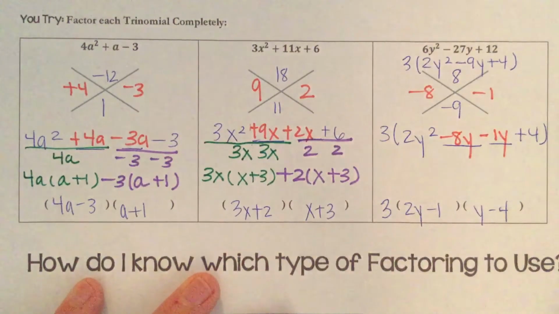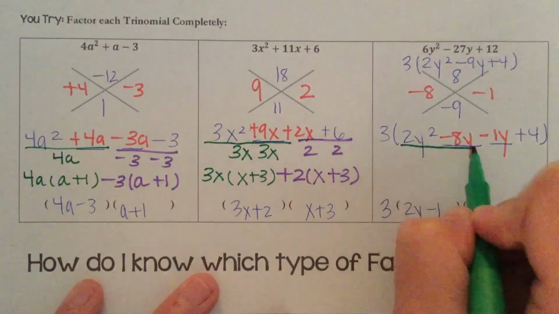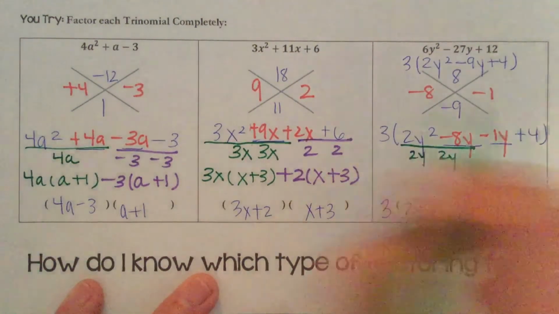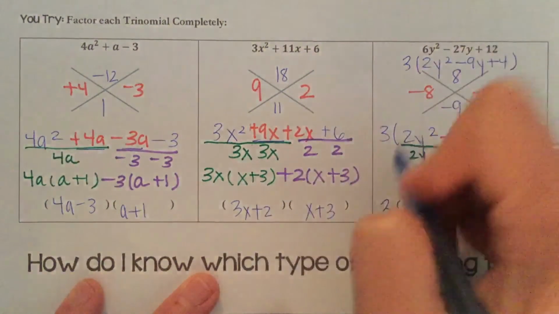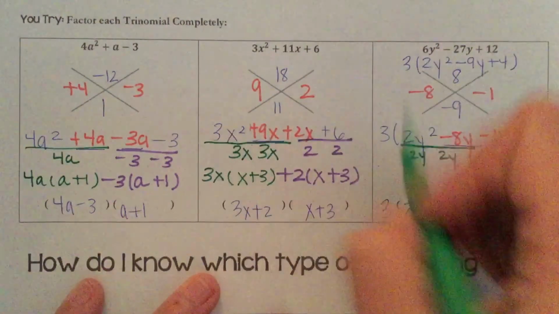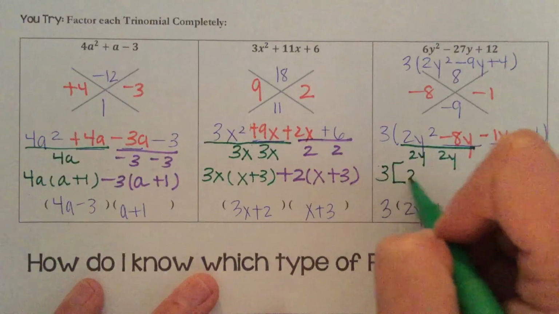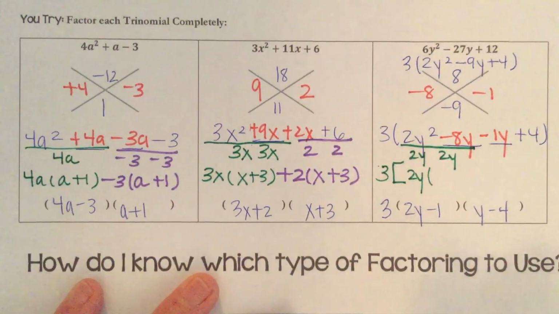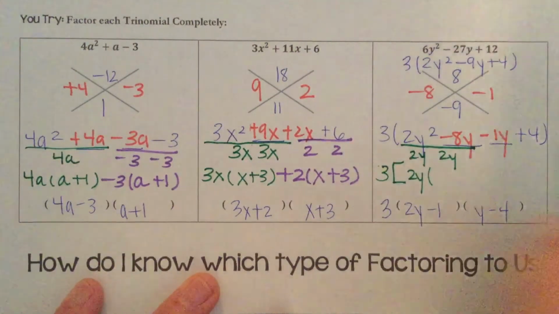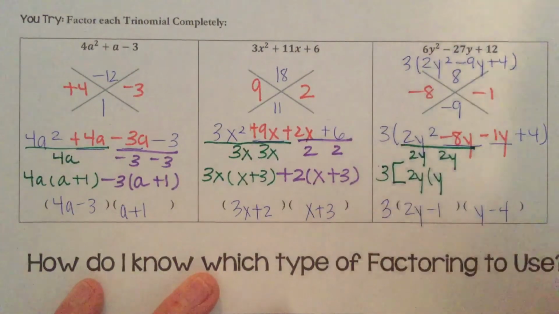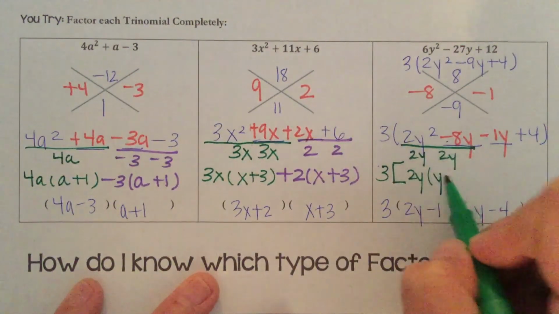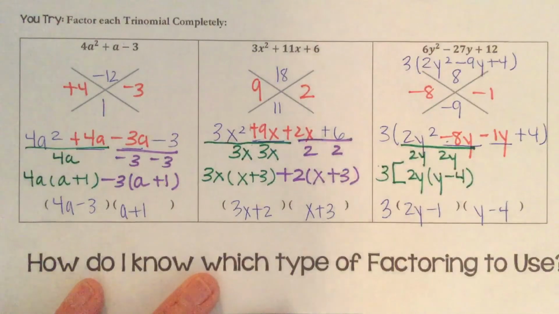And I factor with grouping. Out of this group, they share a common 2y. So hanging on to my 3, I'm going to introduce a new grouping symbol to separate the greatest common factor from the grouping. Write down the 2y. 2y squared divided by 2y is y. Negative 8y divided by 2y is negative 4.